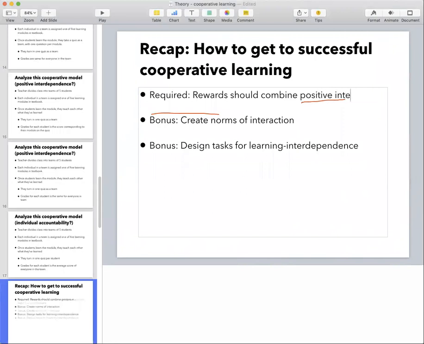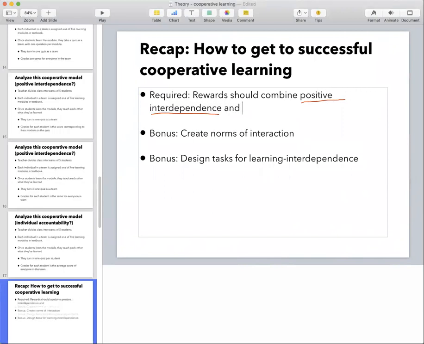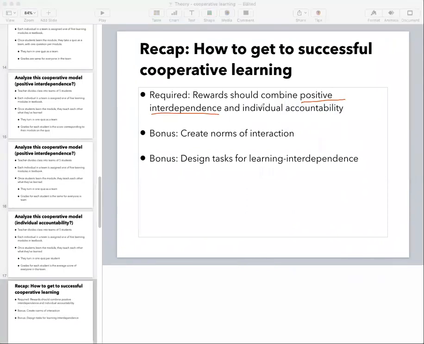I'll edit it right now to say they should combine positive interdependence and individual accountability. Great. So I call this a required thing because a lot of research has shown that unless you have grades which reward both positive interdependence and individual accountability, it is very difficult to have successful cooperative learning. So this we call required.